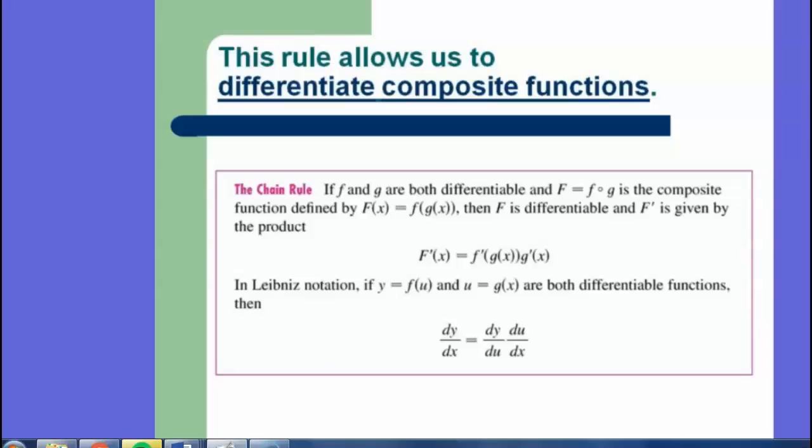So we have the statement that f and g are both differentiable, and capital F equals f of g, the composite function defined by capital F. Then F is said to be differentiable, and F prime is given by the following product: the derivative of the outside times the derivative of the inside. So if I were to do this problem over here, the outside function would be the u squared.